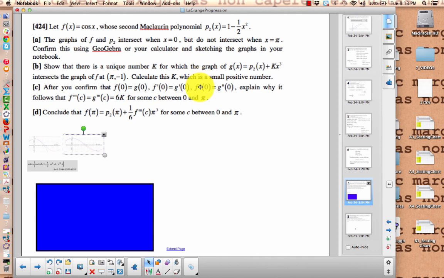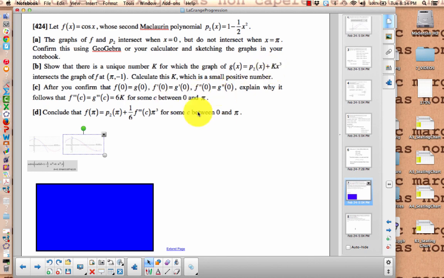So that's all good. Explain why it follows that f double prime of c equals g double prime of c equals 6k for some number c between 0 and pi. Essentially, this is what we did on the last screen. You have f and g being 3 times differentiable. They have the same value at a and the same value at pi based on this value of k. So that means there's a number c between a and b such that their third derivatives are equal.